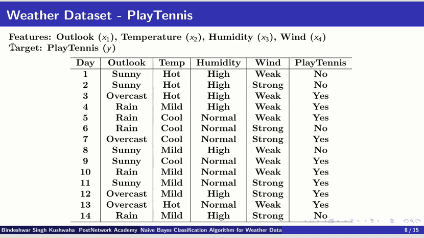And I am going to take the weather data set. There are 4 features: outlook, temperature, humidity, wind, and the class is whether to play tennis or not, and there are 14 instances.